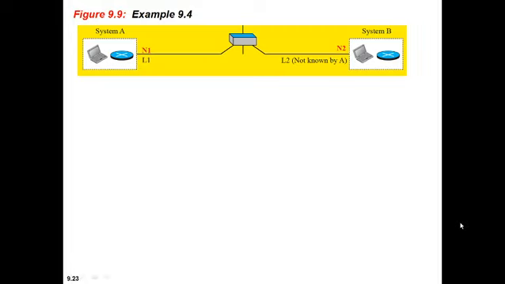Here we see the example. System A wants to communicate with system B, but it doesn't know the logical link address of system B. System A's IP address is N1, logical link address is L1. System B's IP address is N2, logical link address is L2.